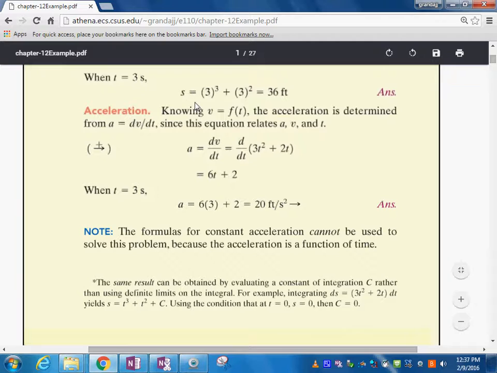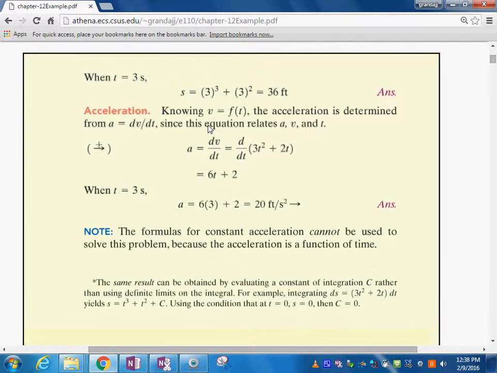The acceleration, knowing the velocity is a function of time, is determined by dv/dt. In this case the velocity is given to you, but you're going to calculate the acceleration. Acceleration is the derivative of the velocity. So you get 6t plus 2 when t equals 3 seconds.